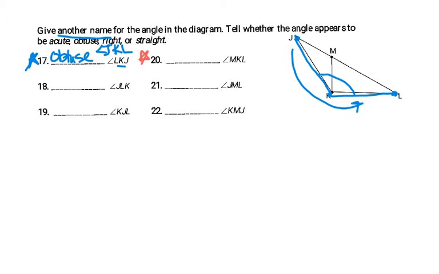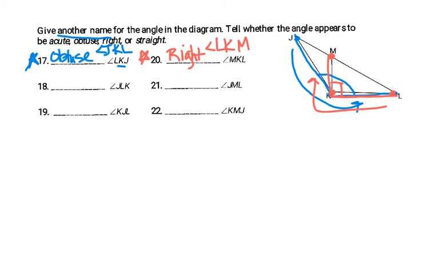Looking at question 20, if you have M to K to L, again, tracing those, the corner of a paper would fit right in that corner. That is a right angle. And again, instead of starting at M, you can start at L and work your way backwards. Angle L, K, M.